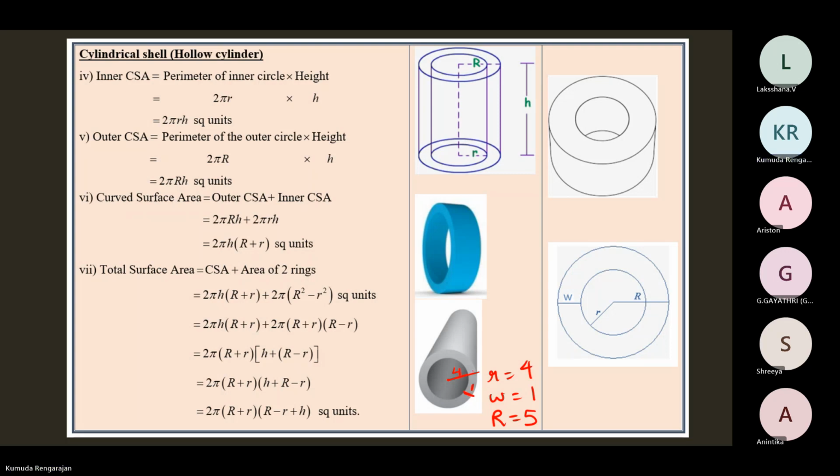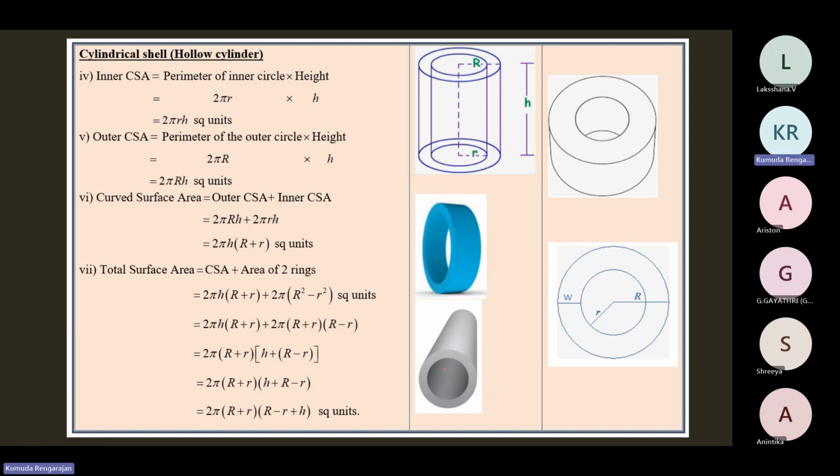See, this thickness is from here to here. This is 1, this is 1. So this is the external radius. 4 plus 1 is 5, not 41. 4 plus 1, 5.